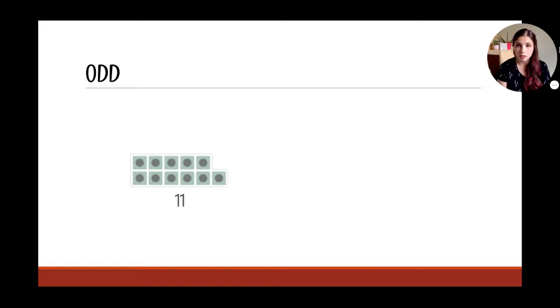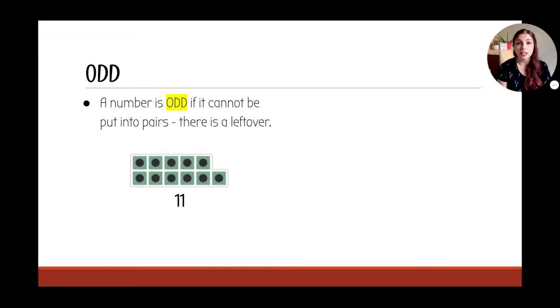Let's review odd numbers. A number is odd if it cannot be put into pairs, meaning there's a guy left out, there's a leftover. And you can see in my picture for number 11 that there's one box with a black dot inside that doesn't have a partner. He's left out, which makes the number 11 an odd number.